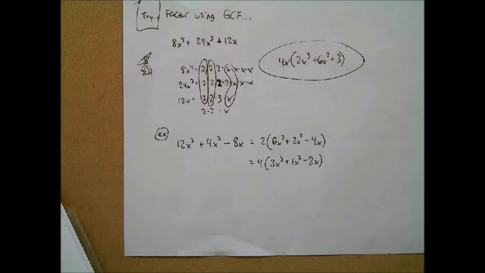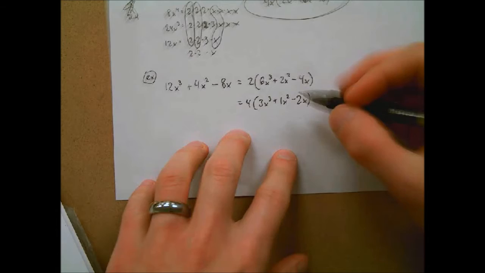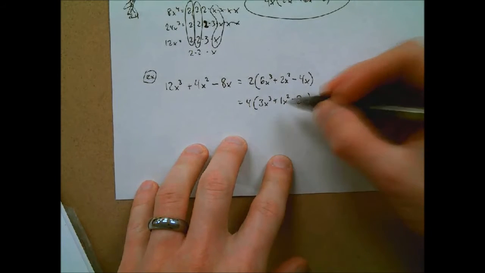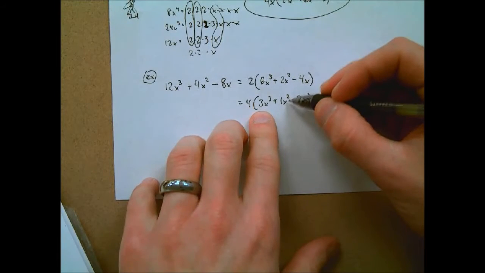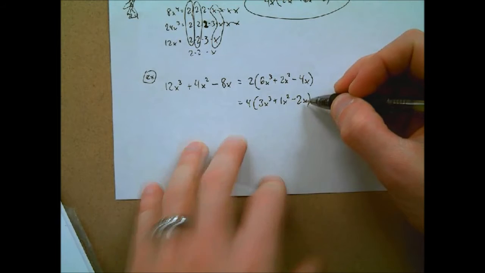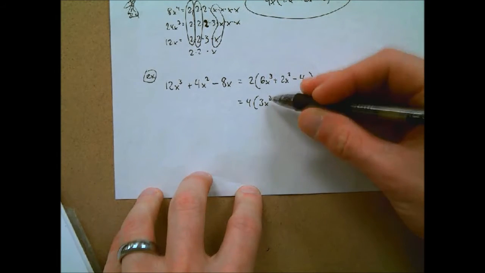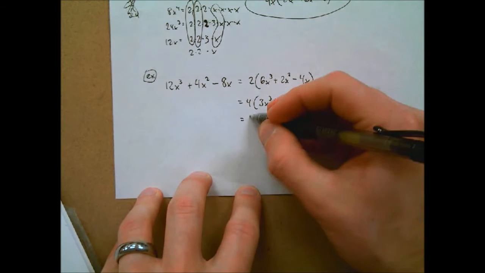What about a variable? Look at the variables. We could divide by how many x's? At most we can divide by x to the 1 because we're limited by this one right here. There's only 1 x to pull out of here. So the most number of x's you can pull out from each one is 1x. So we'll pull it out: 4x.